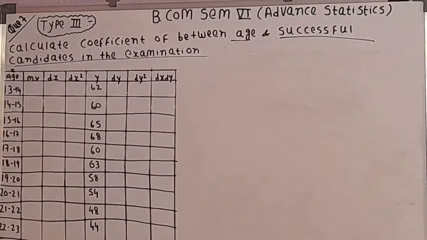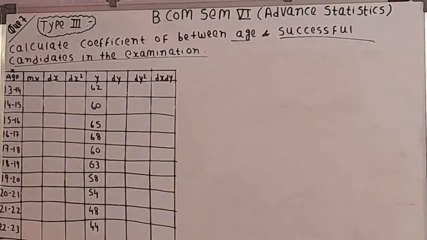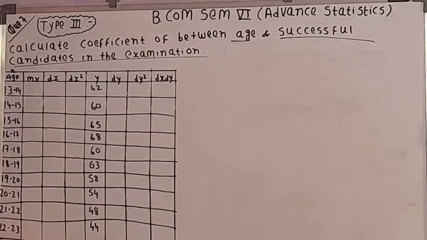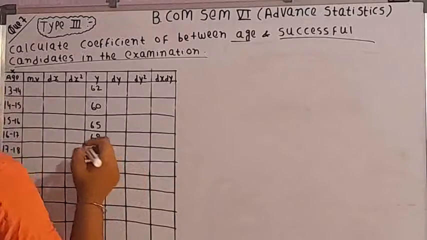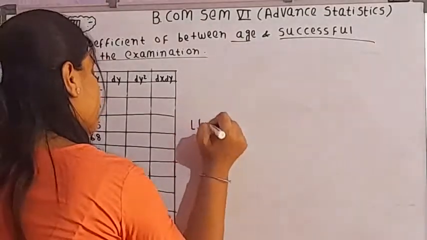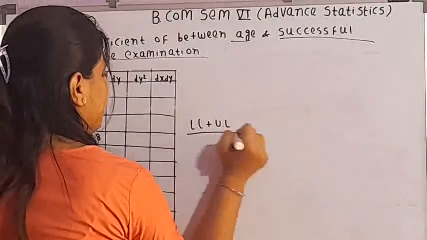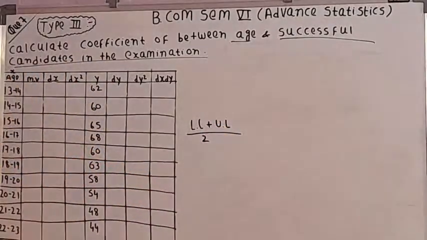So let's proceed. I have told you earlier as well, here the group data has been given in the X series. Age has been given under different groups like 13 to 14 years, 14 to 15 years, 15 to 16 years, and likewise. So whenever the group data has been given, we have to calculate the mean value. How to calculate the mean value? I have told you the formula in the previous lecture as well. That is lower limit plus upper limit divided by 2. So what is the lower limit over here? 13. What is the upper limit over here? 14.